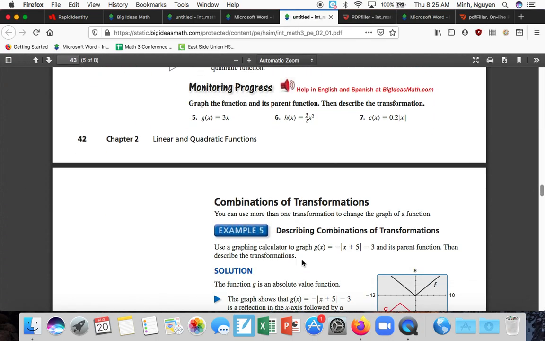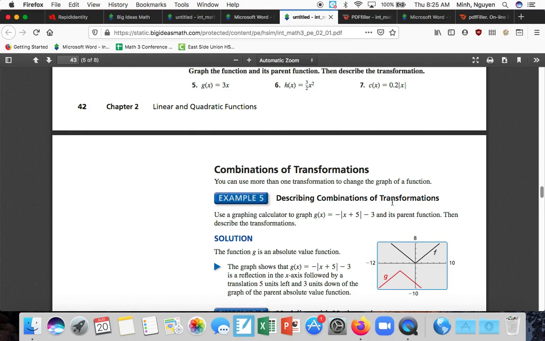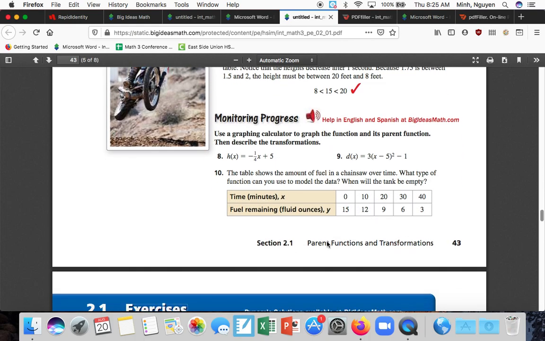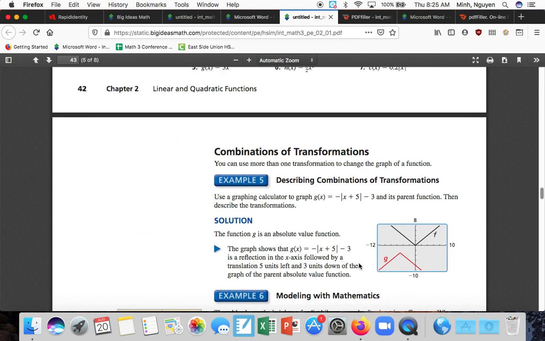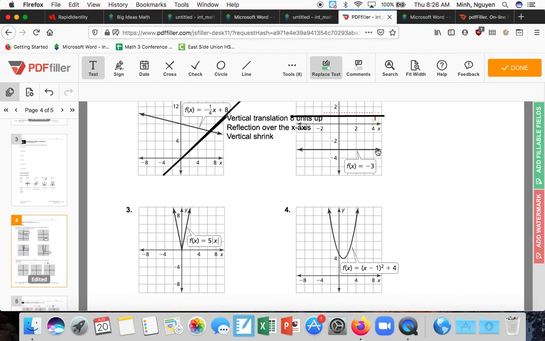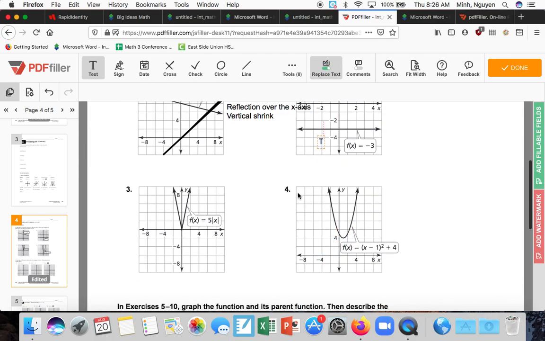This one, so we actually have, so see, this kills me. It's a combination of transformations, right? Because we have multiple things going on, but it doesn't tell you, it doesn't go over, what's it called? A horizontal translation, but whatever. We could still look at it and diagnose it.